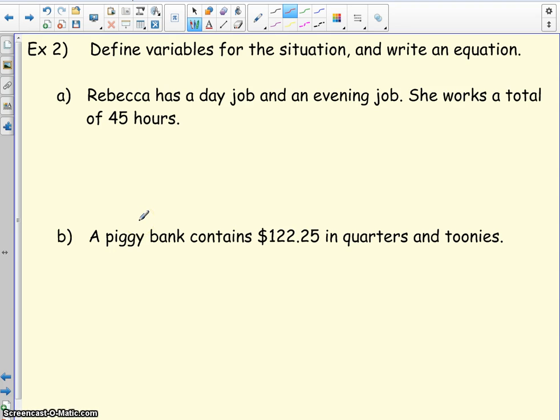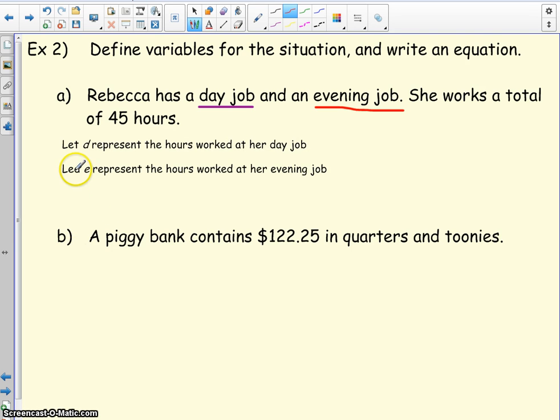Okay, so now let's take a look at some word problems. For each of these situations, we want to define variables and write an equation. So in the first case, Rebecca has a day job and an evening job, and she works a total of 45 hours. Okay, so in this case, we actually have two different variables here. We have the hours worked at the day job and the hours worked at the evening job. So we need let statements for each of those.